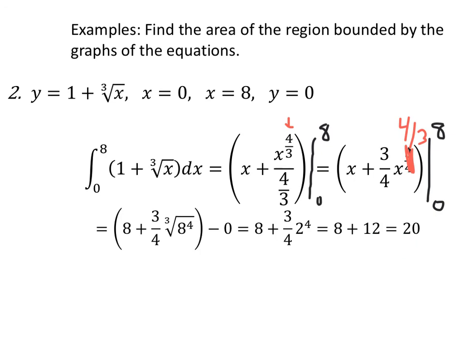Finding the area, that's finding the definite integral. It's finding the area under a curve as the antiderivative, whereas the derivative was the slope of the tangent line. Area, integral, every single time. That's it for part 1.